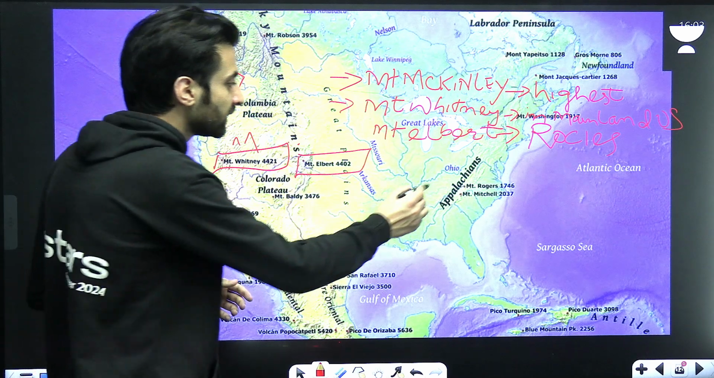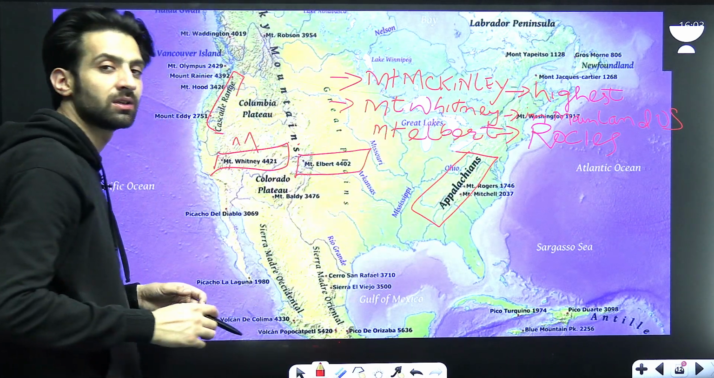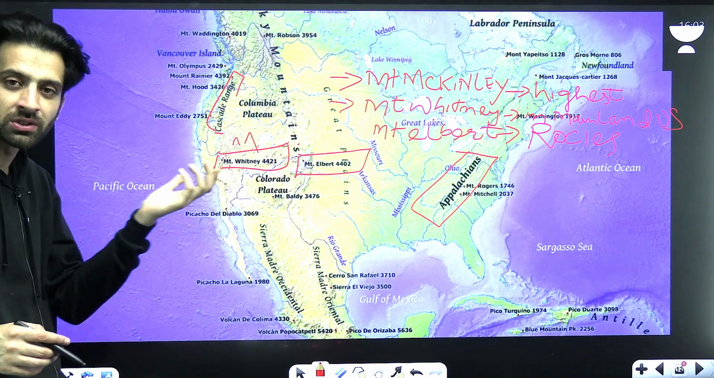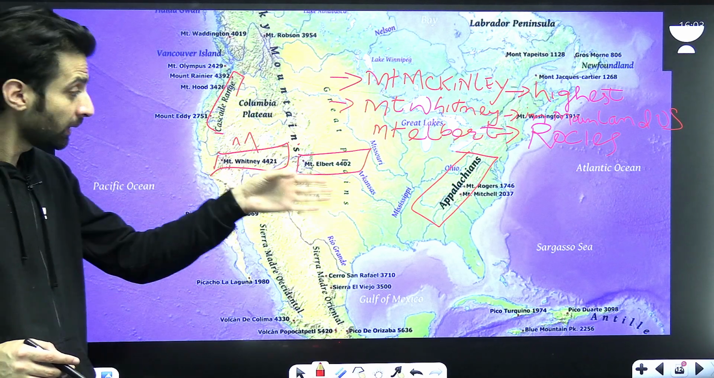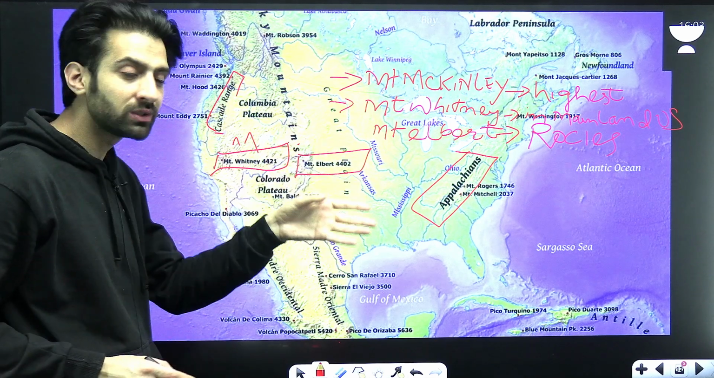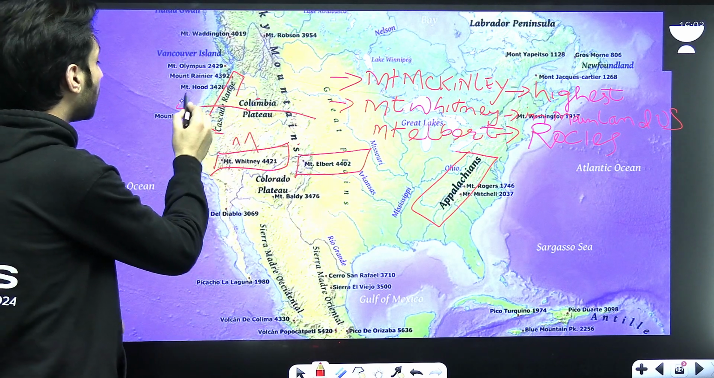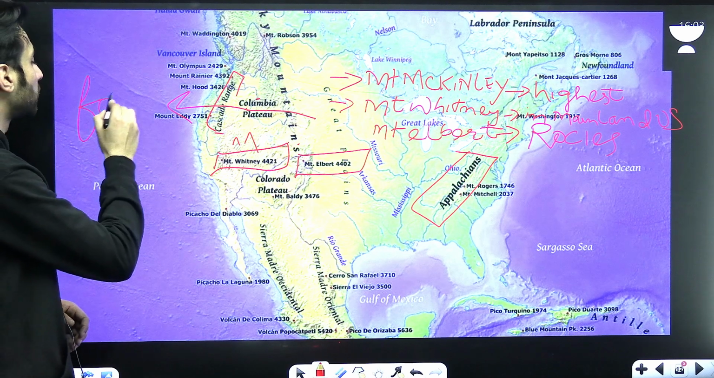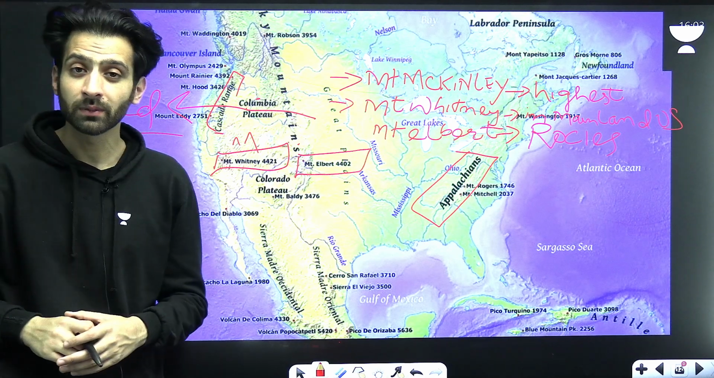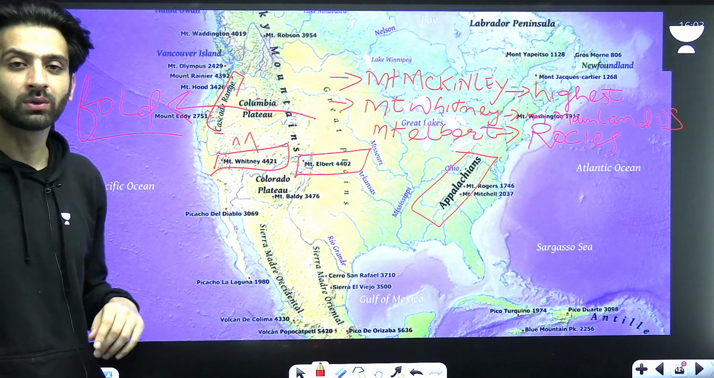Then there is one more mountain range, that is the Appalachians. The Appalachians are located on the eastern part. Right, up until now we were learning about the peaks that were mostly restricted to the western part of the continent, but the Appalachians are located on the eastern or southeastern side. The Rockies were an example of fold mountains. What are fold mountains? You might be aware that fold mountains are due to the convergence of plates.